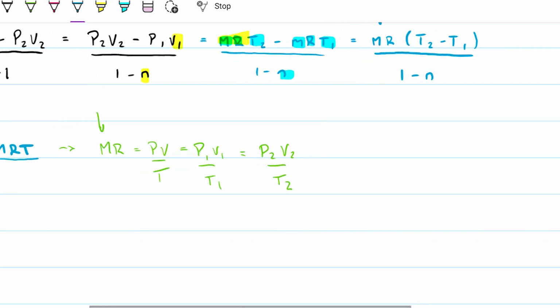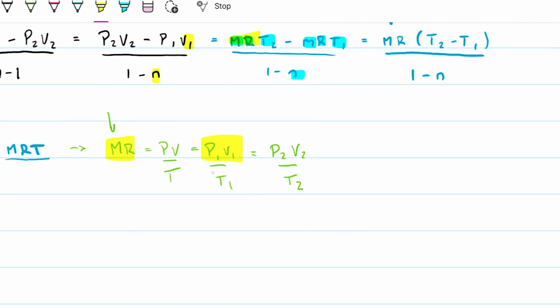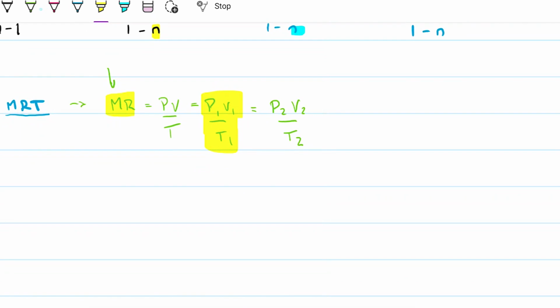And actually, if I highlight this part, I know all these guys, right? Because check it out, mR is P1, pressure 1, what was it again? 300 kilopascals. Volume 1 I happen to know, that's 0.2 meters cubed. And temperature 1 I happen to know, that's 200, or 473 Kelvin.